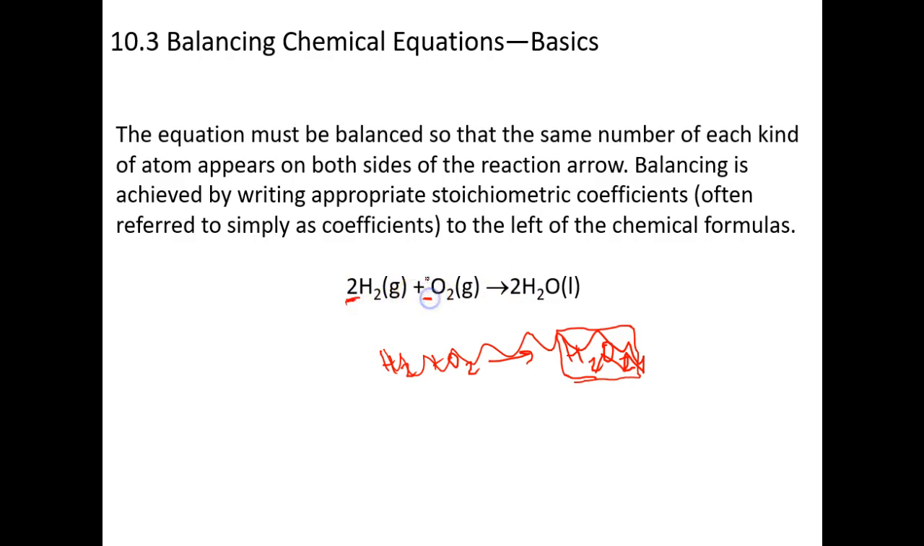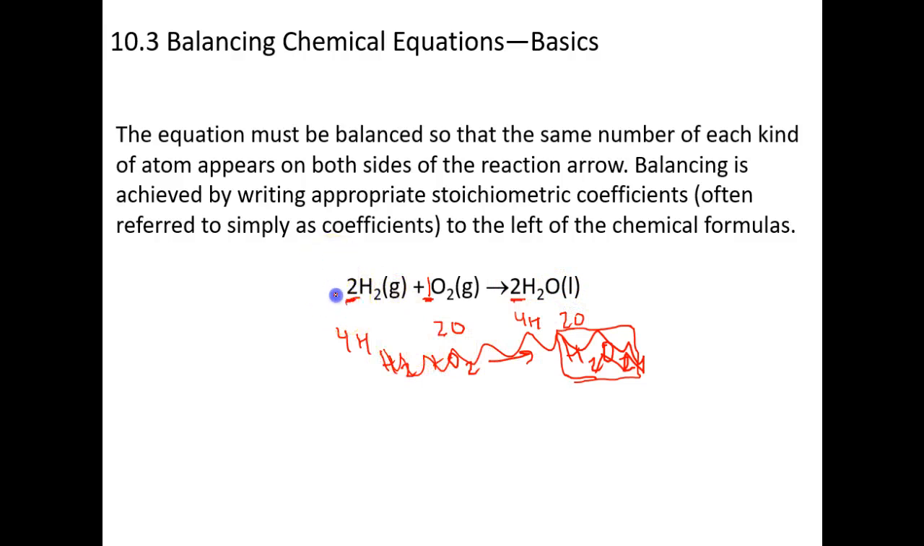So even though it's not written here, there is a 1 right here. You don't write the ones. Notice I have 4 hydrogens and 2 oxygens on this side. And over here, I've got 4 hydrogens and 2 times 1, so 2 oxygens. So I have an equal number of atoms.